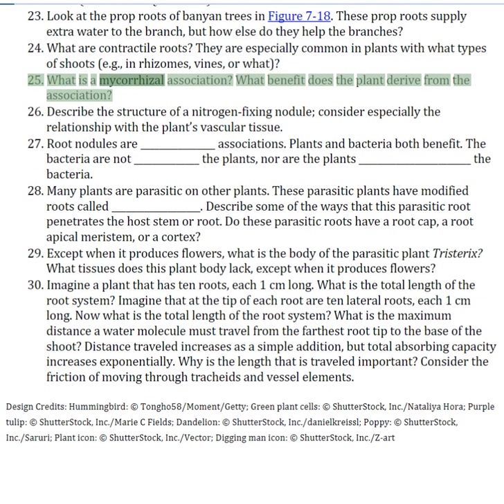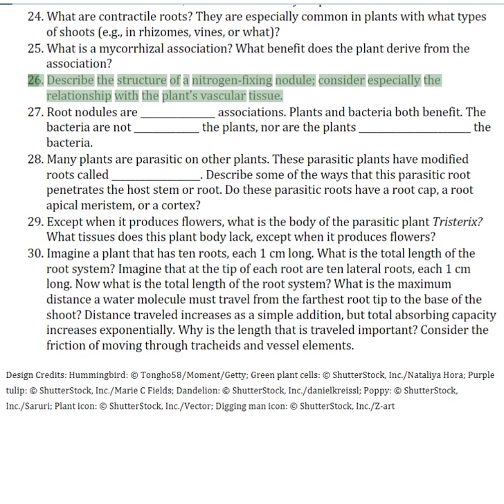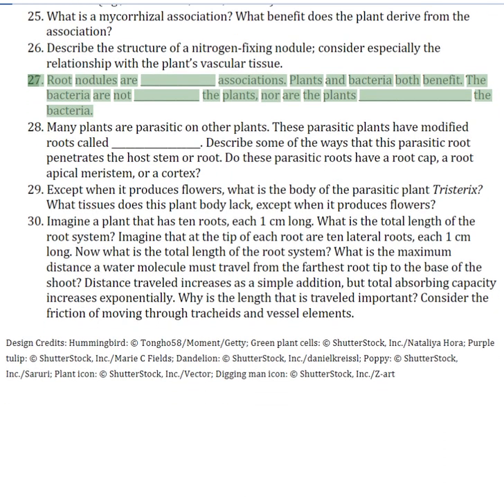25. What is a mycorrhizal association? What benefit does the plant derive from the association? 26. Describe the structure of a nitrogen-fixing nodule. Consider especially the relationship with the plant's vascular tissue. 27. Root nodules are ____ associations. Plants and bacteria both benefit. The bacteria are not ____ the plants, nor are the plants ____ the bacteria.